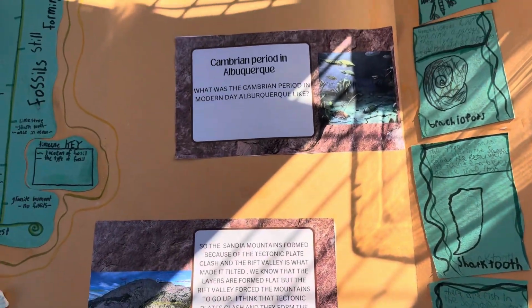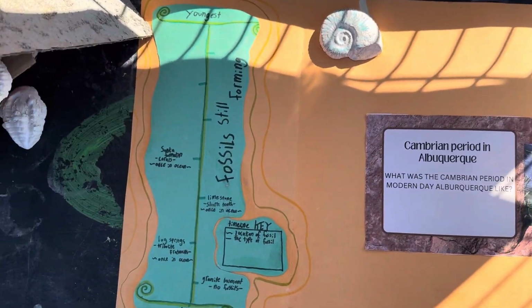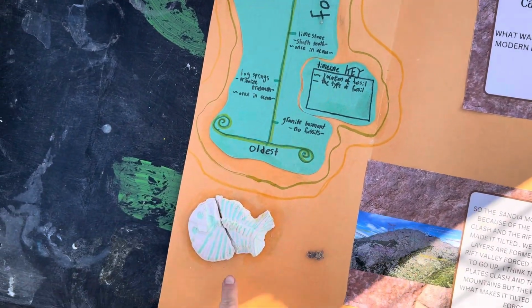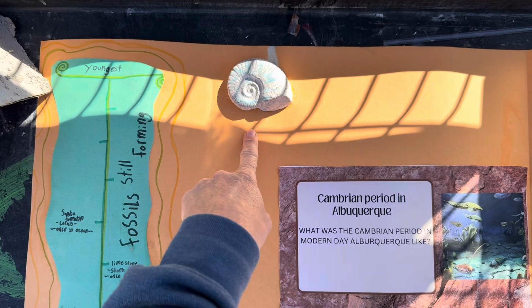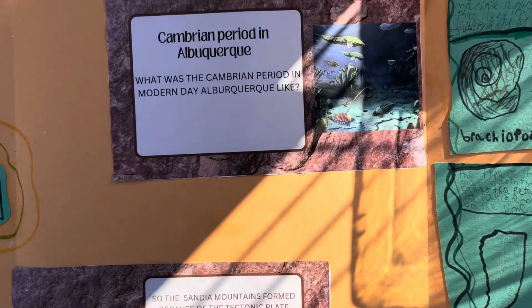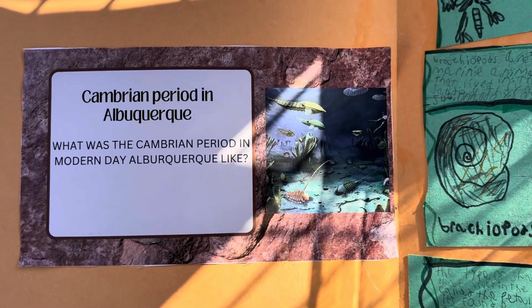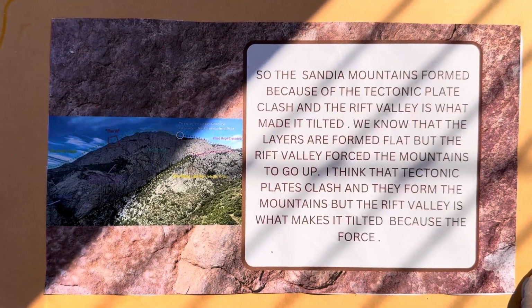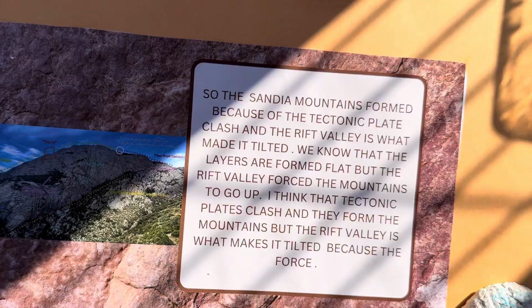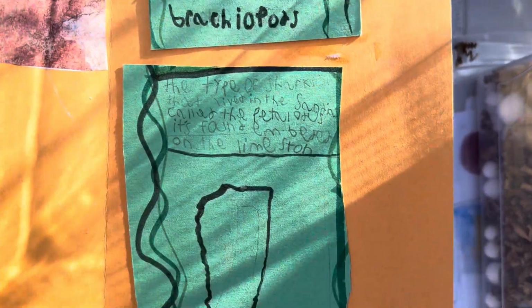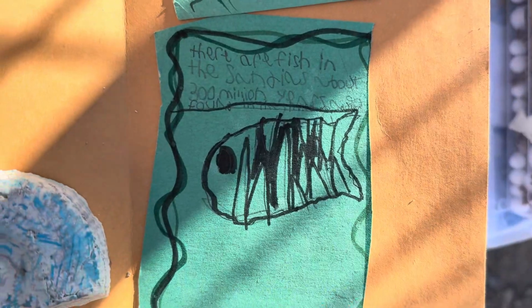Okay, here's one that has our timeline, youngest to oldest, right? And we've got some sample fossils. We've got an ammonite, we've got a fish, here's another ammonite, and then we have the Cambrian period and what it might have looked like when the Sandias, or the layers that formed them, were under the shallow seas. And then we have different information about the different fossils that you find in the Sandias.